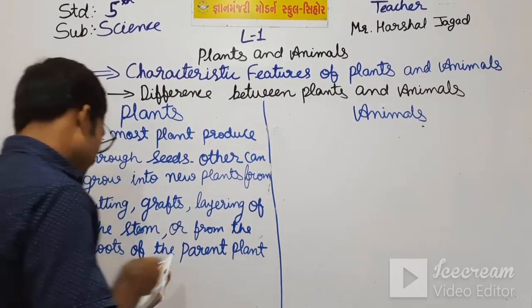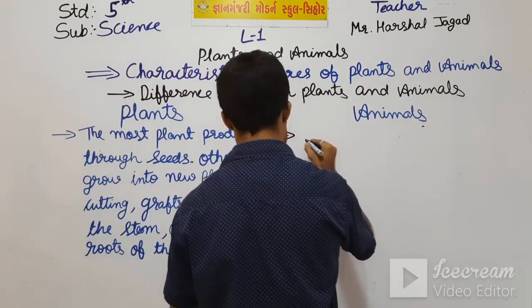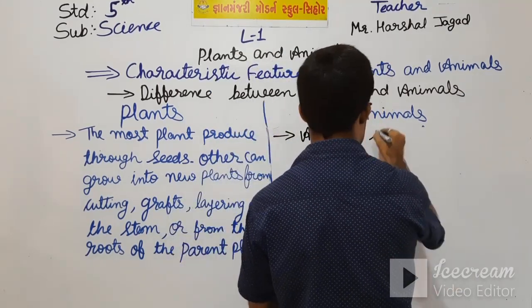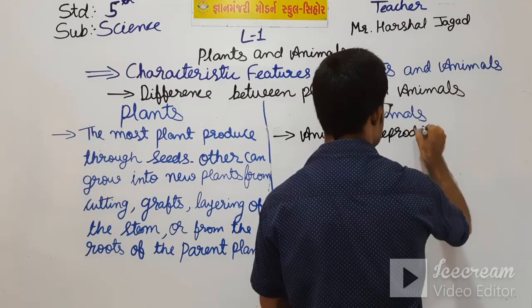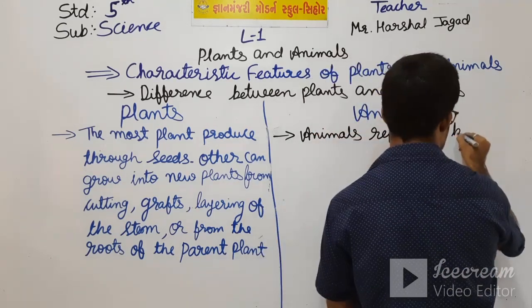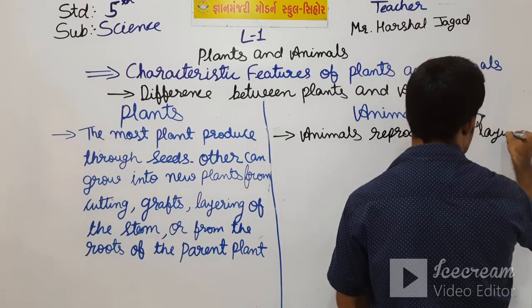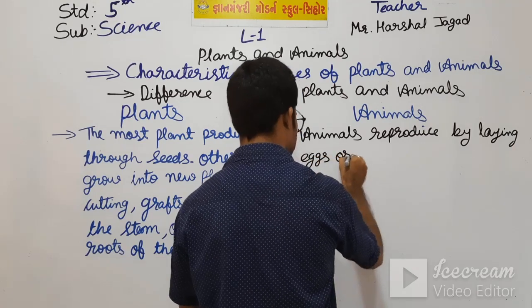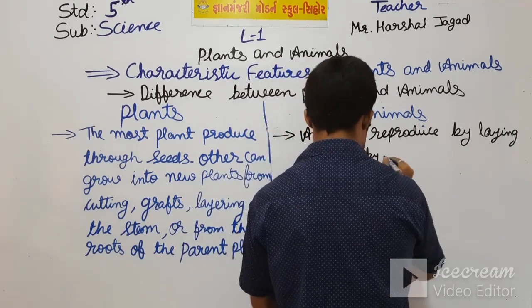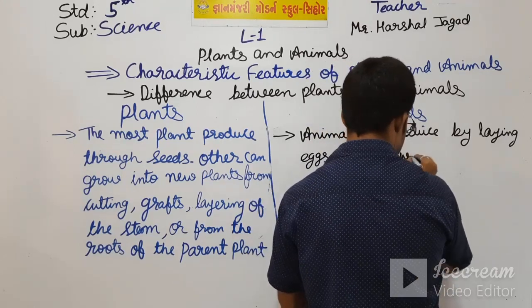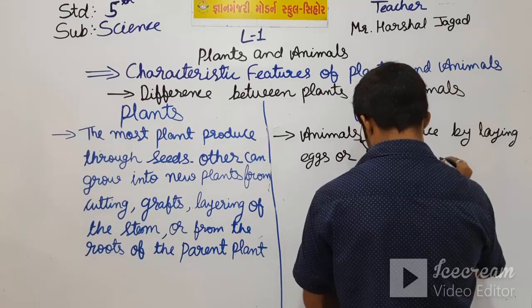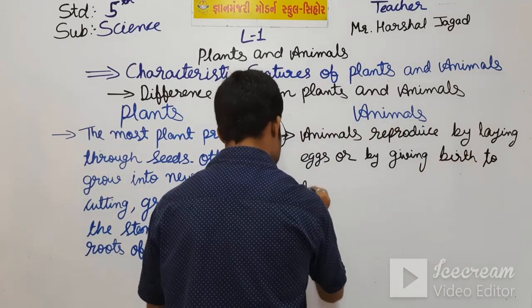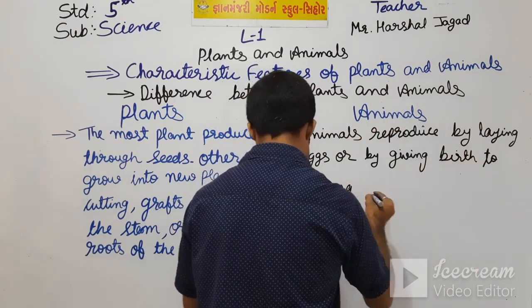Now in the animals, animals reproduce by laying eggs or by giving birth to young ones.